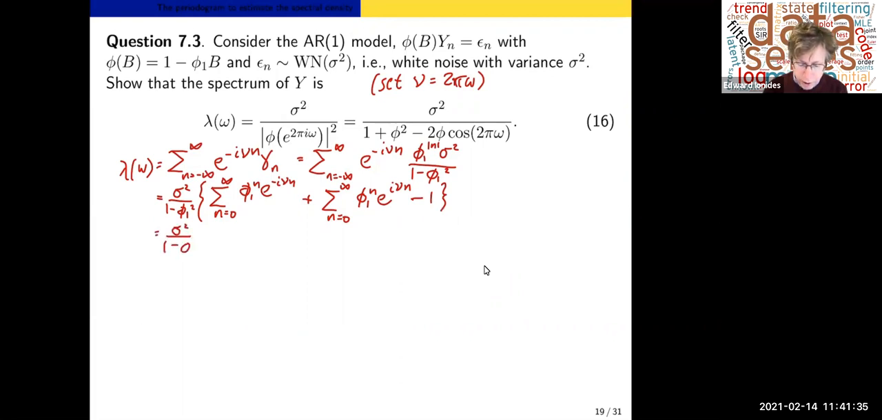So sigma squared over 1 minus phi 1 squared. This is a geometric series, so it's 1 over 1 minus phi 1 e to the minus I nu. And this is the same thing with a plus I nu. And then I have a minus 1.